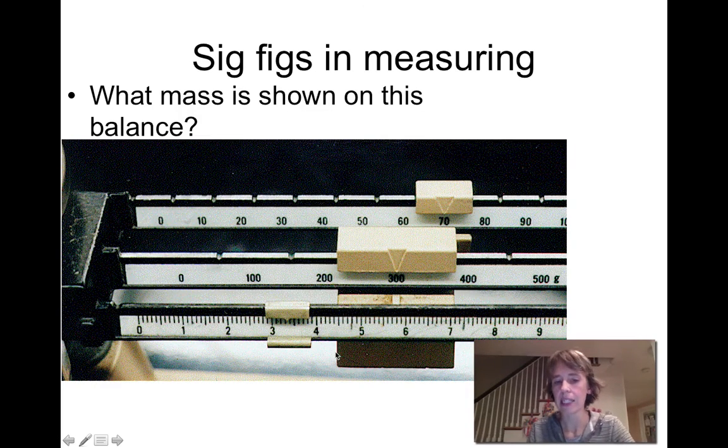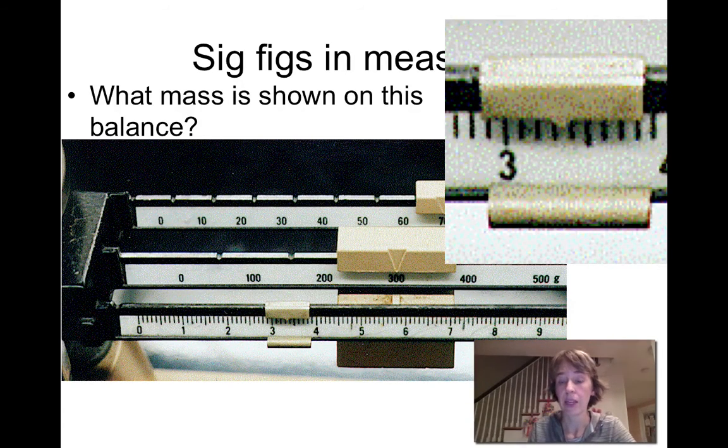Now we want to look at this last little slider, the one that's between the 3 and the 4, really carefully. So let's zoom in on it a little bit. It's a little bit pixelated, sorry about that. We can tell that the slider is just past the third little hash mark here, and these little hash marks represent tenths of grams. So we know that it's definitely 373.3, but we're going to take it a step further to get that last uncertain digit.